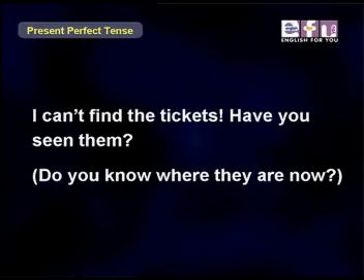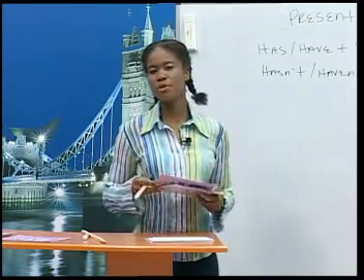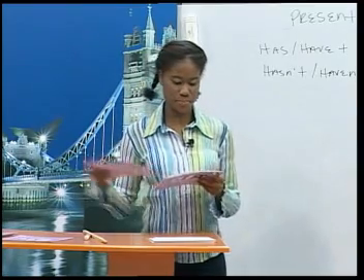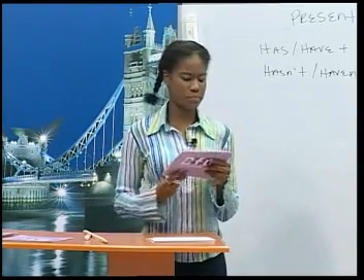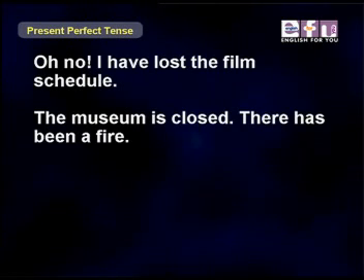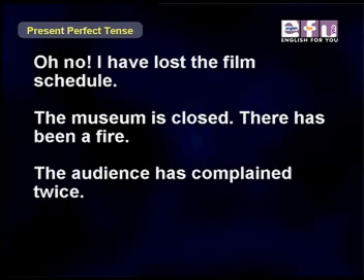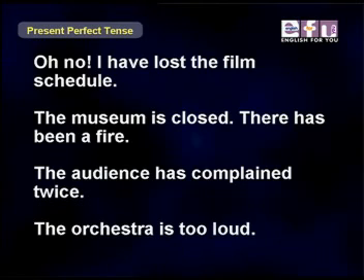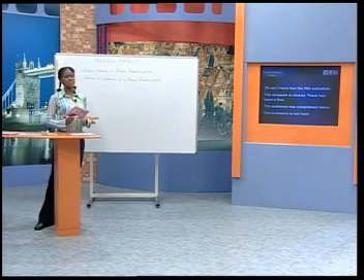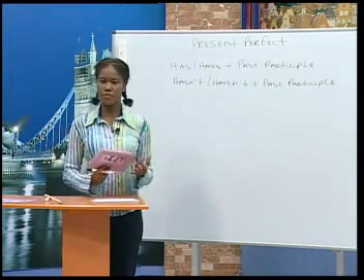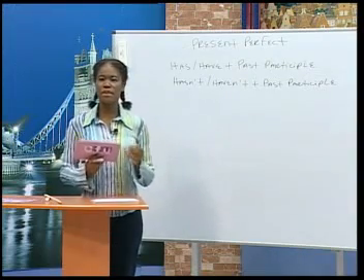In other words, we often use present perfect to give new information. For example, oh no, I have lost the film schedule. The museum is closed. There has been a fire. The audience has complained twice. The orchestra is too loud. So you can see in these examples that the time is unspecified in the past and there is a connection to now.